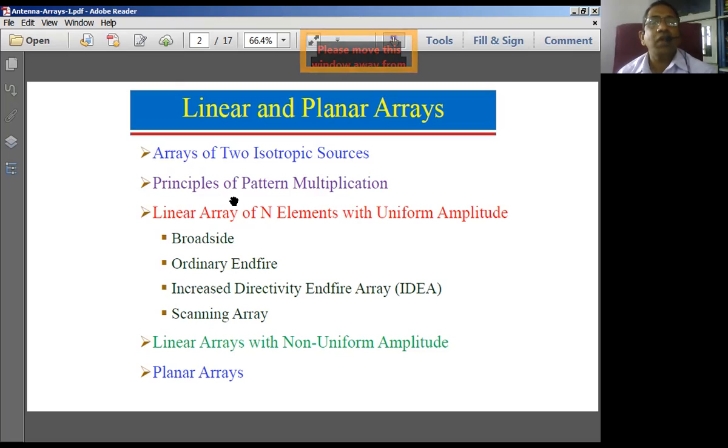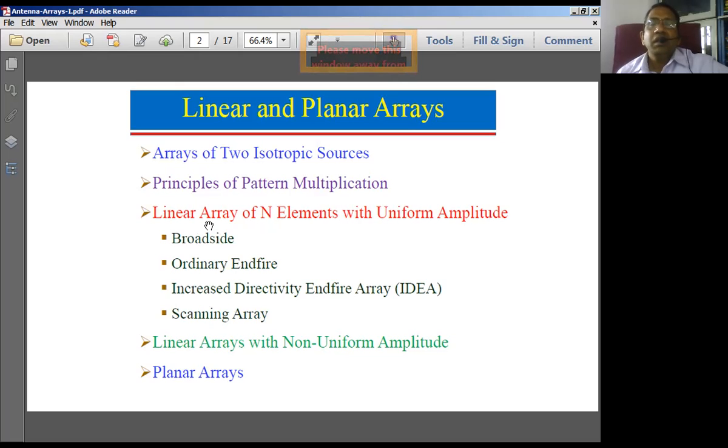In the syllabus we have arrays of two isotropic sources. We normally do some problems on how to represent these isotropic sources, how to find the various patterns of the isotropic sources, and how to perform the pattern multiplication based on the principle of pattern multiplication. The next types of arrays are linear arrays, and linear arrays of n elements with uniform amplitude.